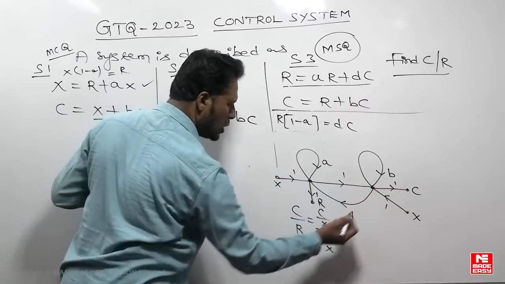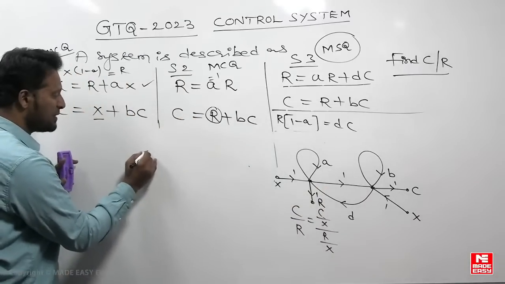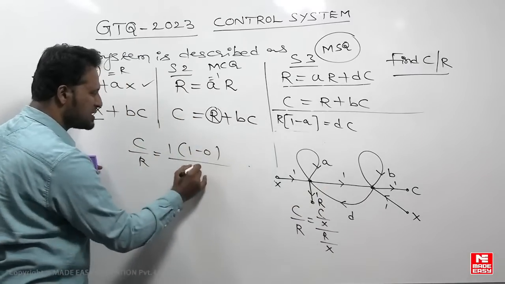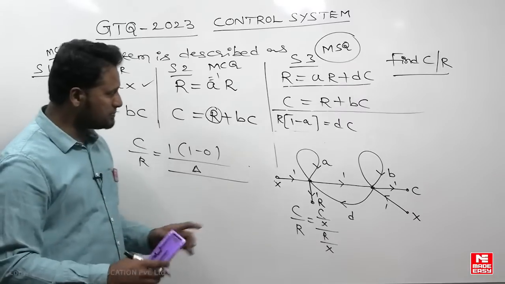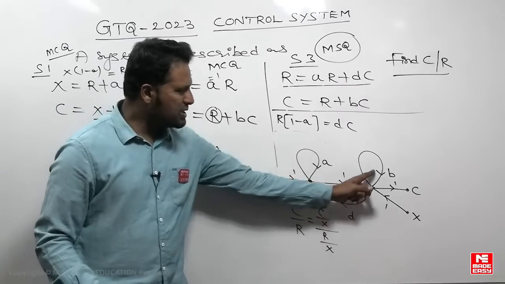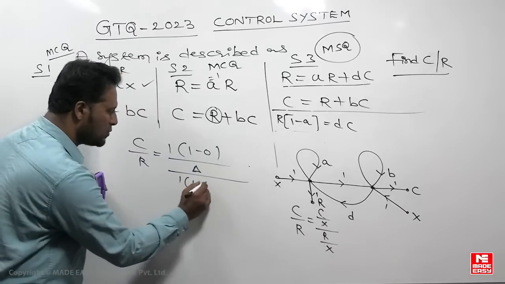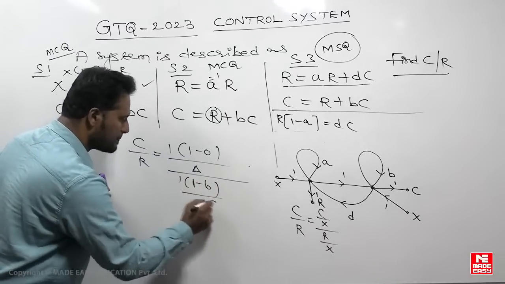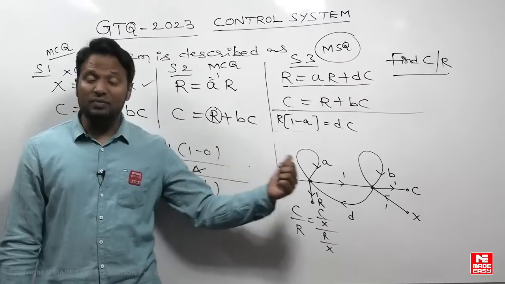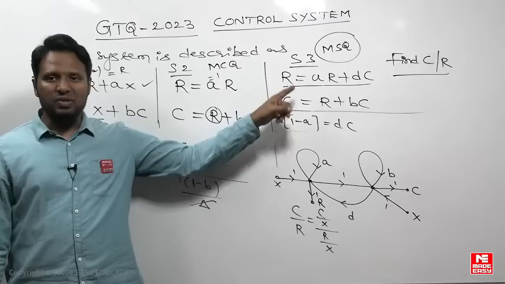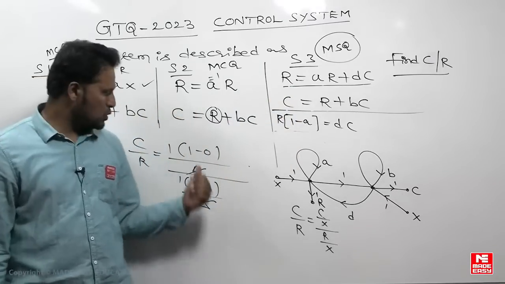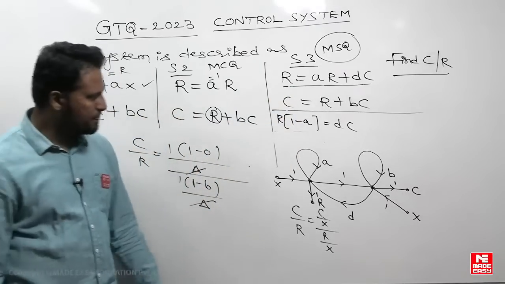See, X to C, how many forward paths? There is only one forward path, whose gain is 1, to that all the loops are touching, delta, upon X to R, there is only one forward path, to that this loop is not touching, 1 into 1 minus B, by delta. So what remains? 1 by 1 minus B remains, right? And this is one of the two answers. Two answers came for C by R in this question, one was 1 minus A by D, and the other is 1 by 1 minus B. So I have made one, now let me make the other.